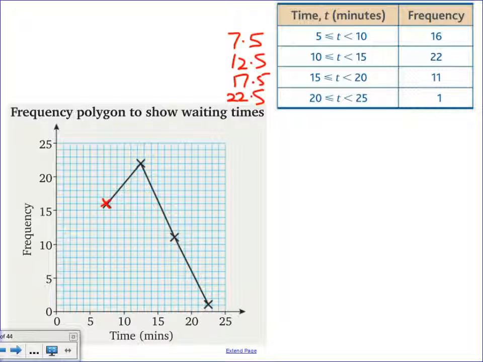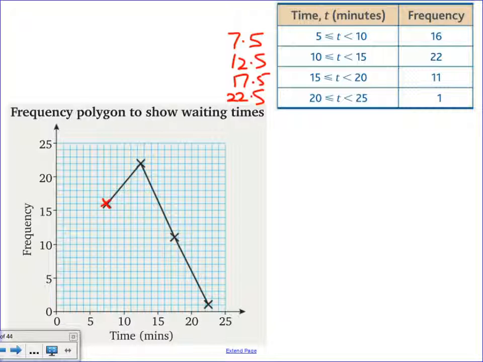11 is plotted against 17.5, and 22.5 plots against 1. So can you see how to plot a frequency polygon? You take the midpoint of your grouped data and you plot it against your frequency. It's called a frequency polygon, but it's a fancy expression for a line graph, okay, for continuous data.